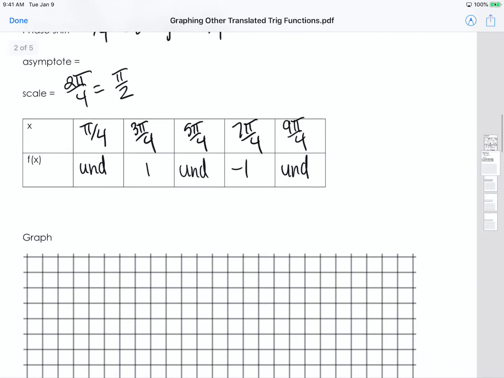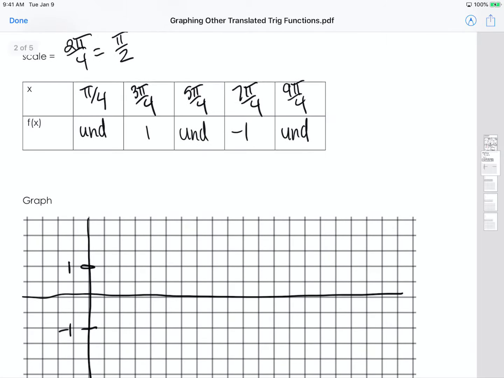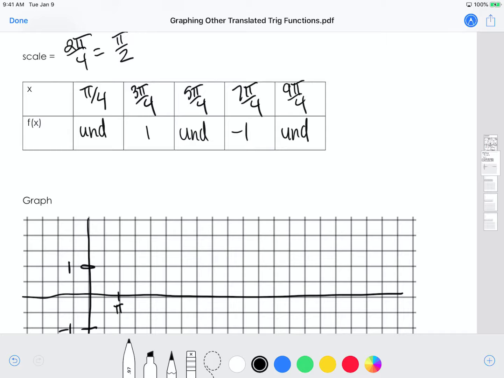Okay, now let's go ahead and graph this. So here's 1, here's -1, and we're doing this on a scale of, let's see, we said pi over 2. So I have pi over 2, then pi, then 3 pi over 2, then 2 pi. Pi over 4 is going to be halfway between 0 and pi over 2. And that's where we're going to have our asymptote.